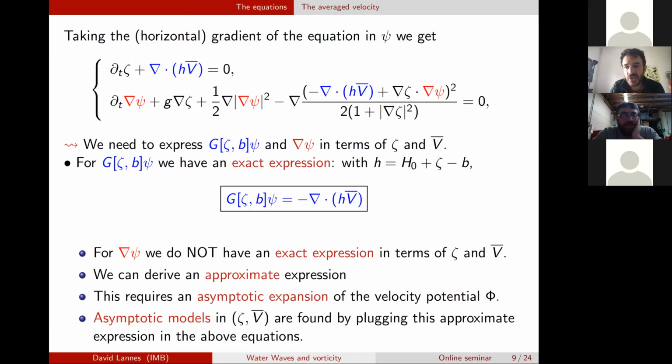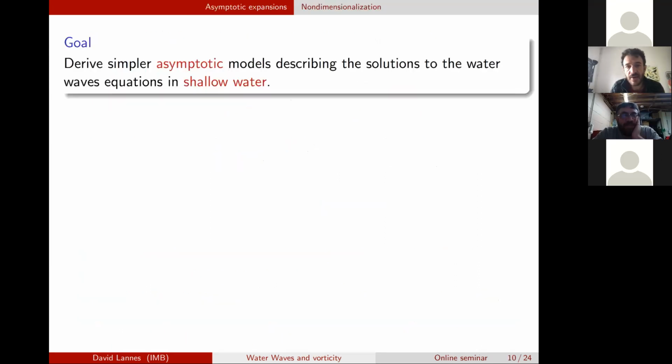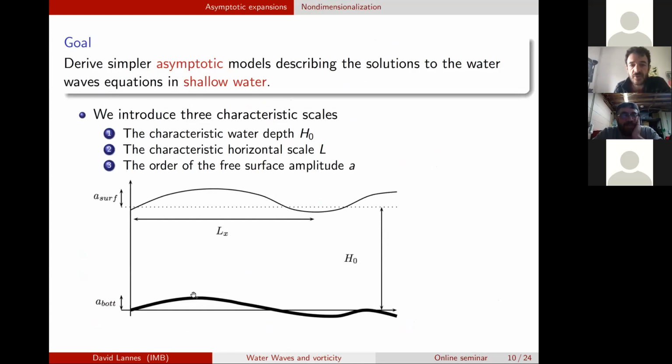So what is a shallow water model? You have to define some quantities. Here are the three quantities that you have to define. You have typically one horizontal scale, which I denote L, which is typically, for instance, if you have a swell in the ocean, the wavelength of the swell. If you have a tsunami, it will be the length of the tsunami, etc.